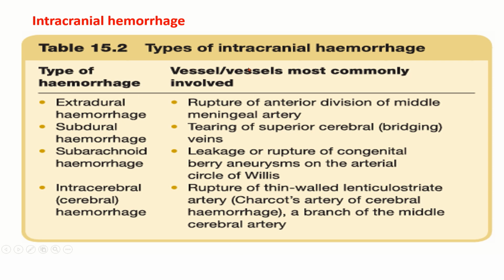So now intracranial hemorrhage. These are the four types: extradural hemorrhage, extradural meaning outside the dura. The result of rupture of the middle meningeal artery is the most common cause. Then subdural hemorrhage. The most common cause is tearing of the superior cerebral veins. Subarachnoid hemorrhage results from leakage or rupture of a congenital aneurysm on the arterial circle of Willis. Intracerebral hemorrhage is due to rupture of the thin-walled lenticulostriate branches, especially Charcot's artery. Of these, extradural, subarachnoid, and intracerebral are all due to arteries, whereas subdural hemorrhage is due to veins.